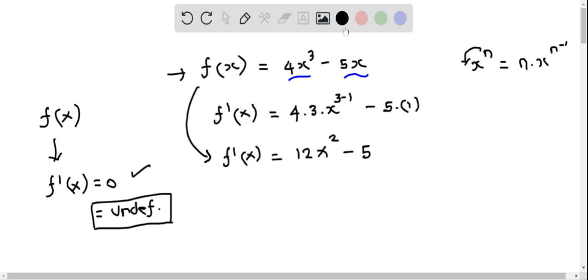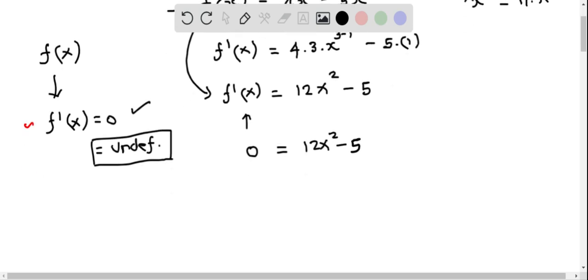Now we have to utilize this condition, that is f prime of x equals 0. So we have to set this derivative function, f prime of x, equal to 0, and then determine the corresponding x. So let's do that. I replace f prime of x with 0, and this equals 12x squared minus 5. Now we have to solve for x from this equation. First I add 5 on both sides. When I do that, I get 5 equals 12x squared.